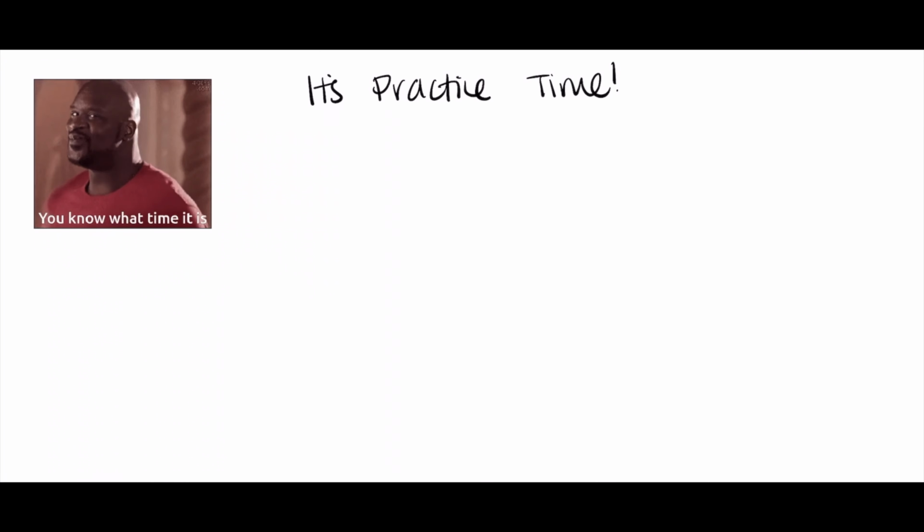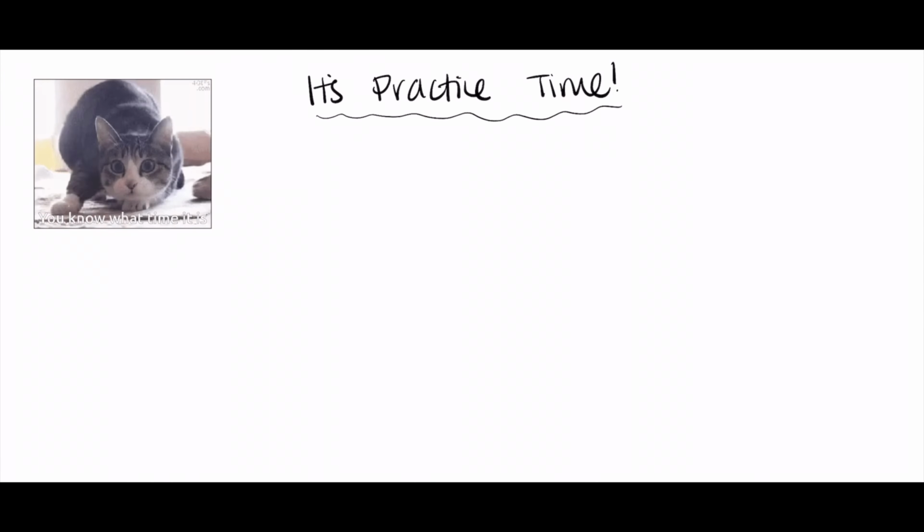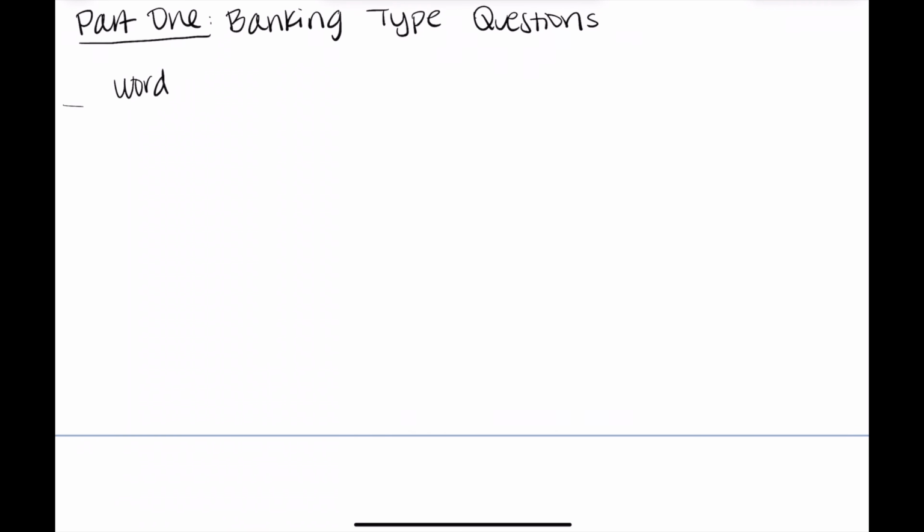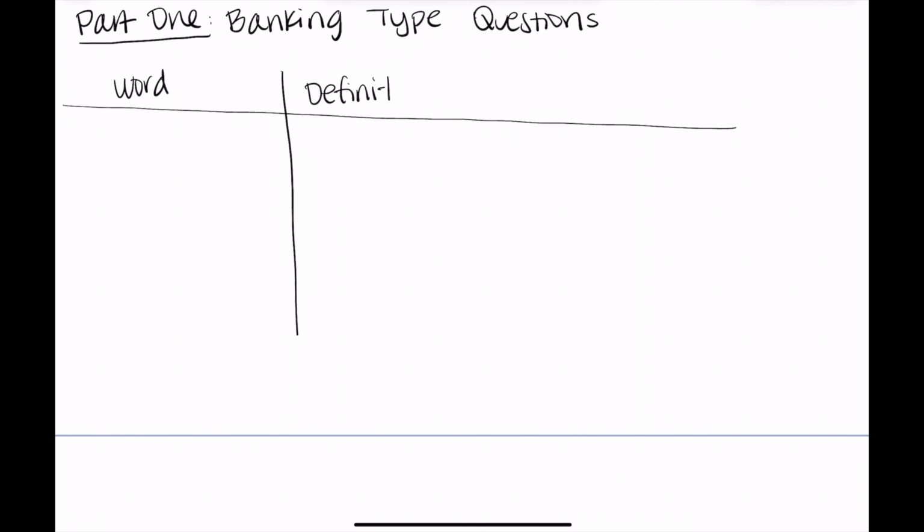So now that we've gone over the roadmap for today's lesson, you guys know what time it is. It is practice time. So to start out, we're going to get into part one of our practice questions, and these questions will be banking type questions. So to start off, we need to go through some words and terminology that we're going to be seeing here. So what we're going to do, we're going to set up a little chart. We're going to go through each word and define it.